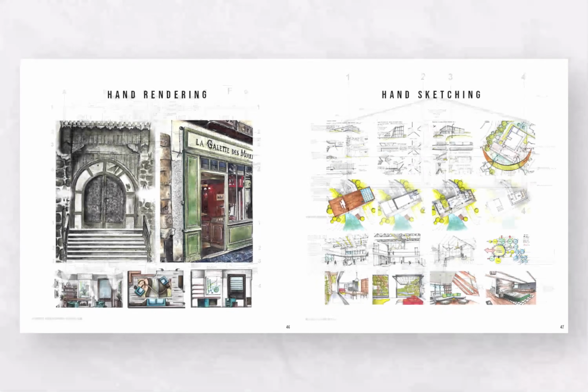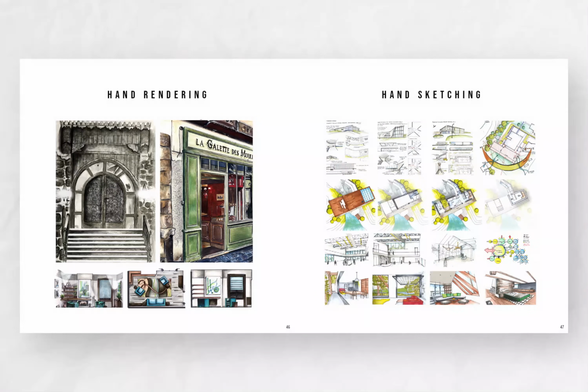The last few pages are about hand rendering and hand sketching, so these are the same and I haven't changed them since my previous portfolio. And then on the left side we have two hand rendered images, so one is an old door and the other one is a shop front from Paris, and then plans and sections and markers.